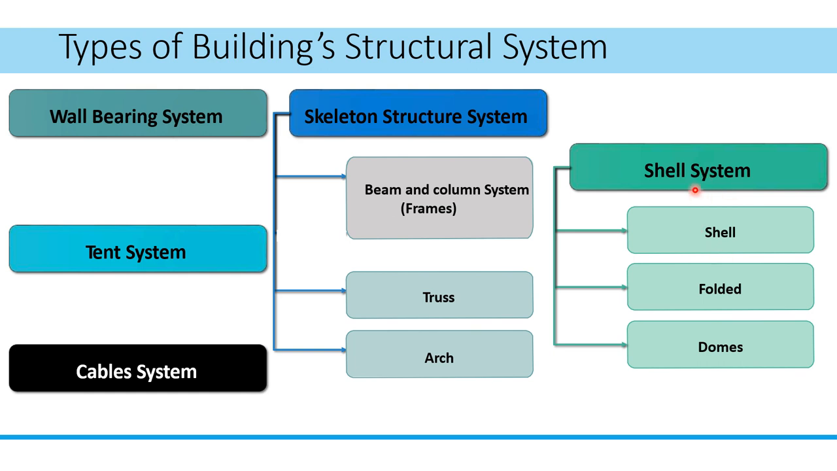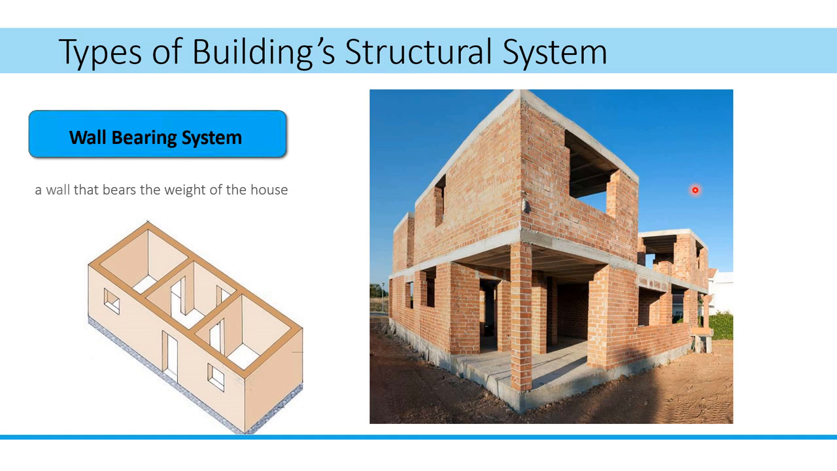So the first one is the wall bearing system. What is a wall bearing system? Here a residential building is shown. The main elements take the load from the slab, and the loads present on the slab, like any live load and dead load, will be taken by the walls. Then the upper walls transfer the load to the lower walls, and ultimately the load goes to the soil. That is a wall bearing system.